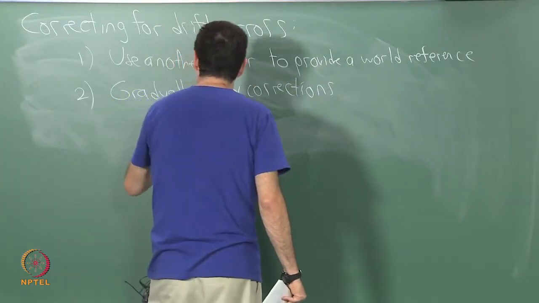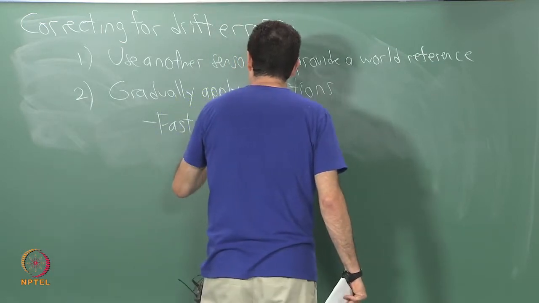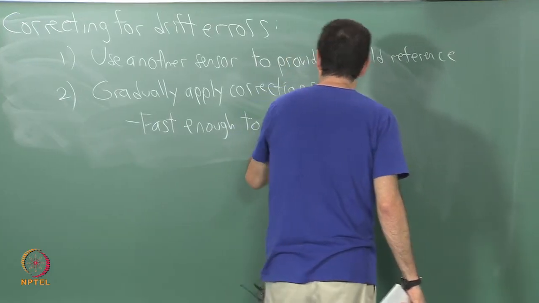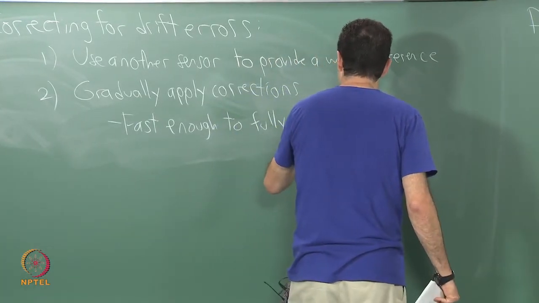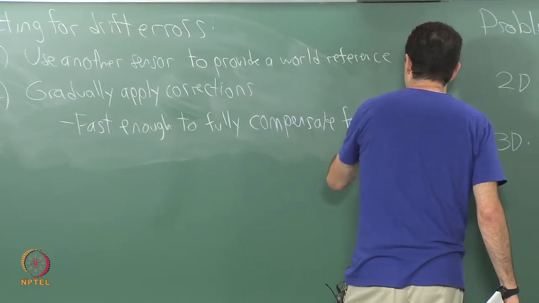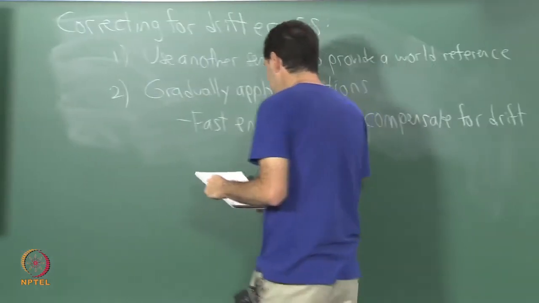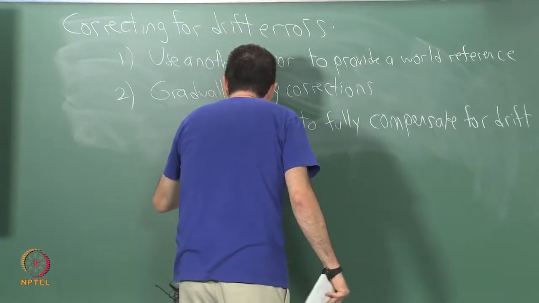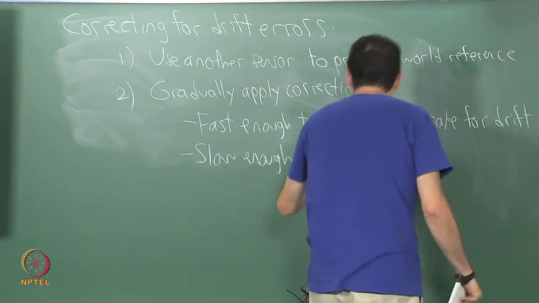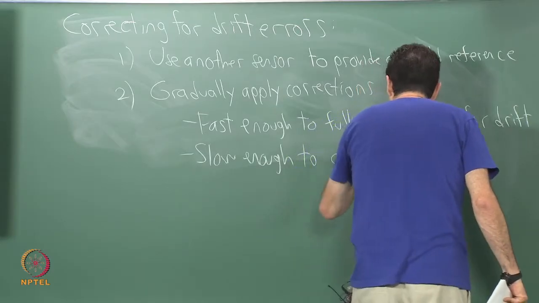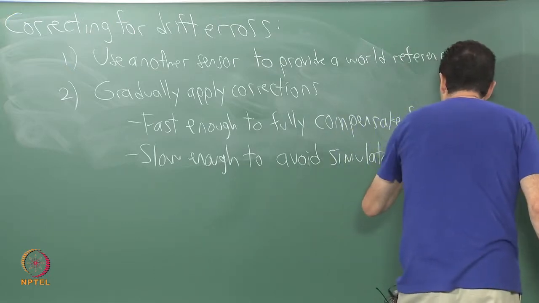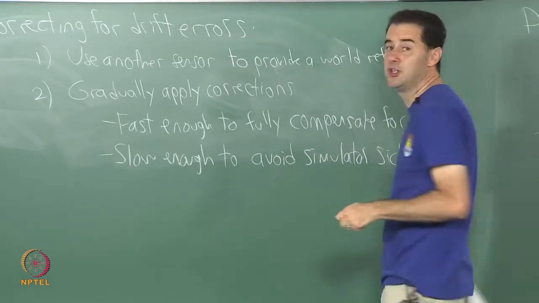It has to be fast enough, whatever corrections we apply, they need to be fast enough to fully compensate for drift. But at the same time, they need to be slow enough to avoid simulator sickness, or other kinds of disorientation or discomfort.